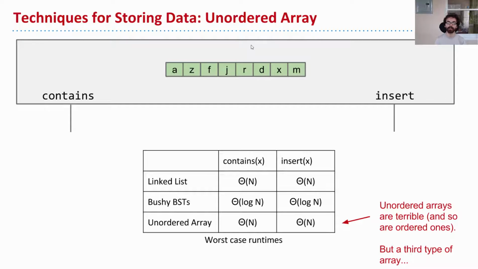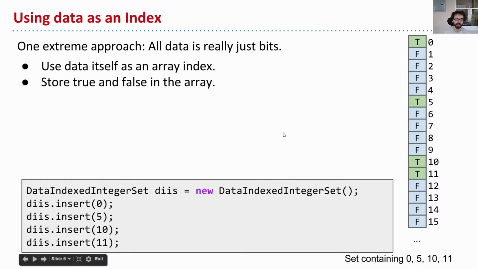But a third type of array could be good. Neither unordered nor ordered. I'm going to use a different type of array altogether. This might be a little peculiar, but you'll see it's very cool. The idea here is going to be to take advantage of the fact that computers can access any element of an array, no matter how large, in constant time.